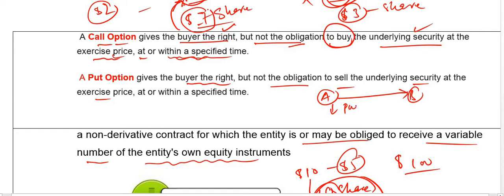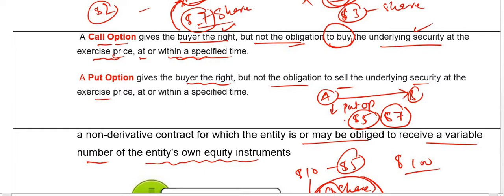This is the put option, and you can sell the share at $5, the specified exercise price. Now the market price is, let's move on to $7. If you sell the same thing at $5, it will be unfavorable for you, because the market price is $7, so definitely you will lose $2.